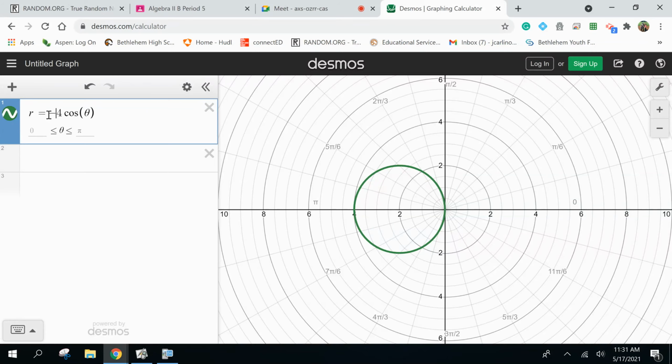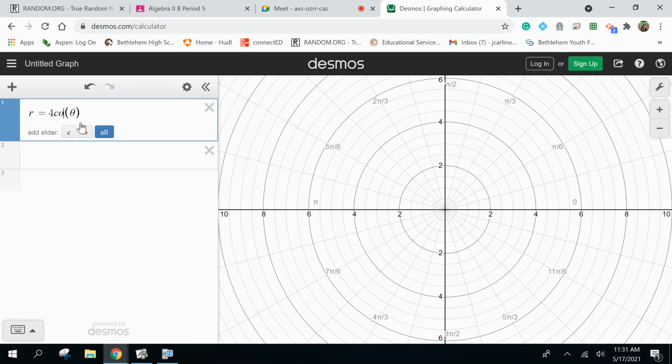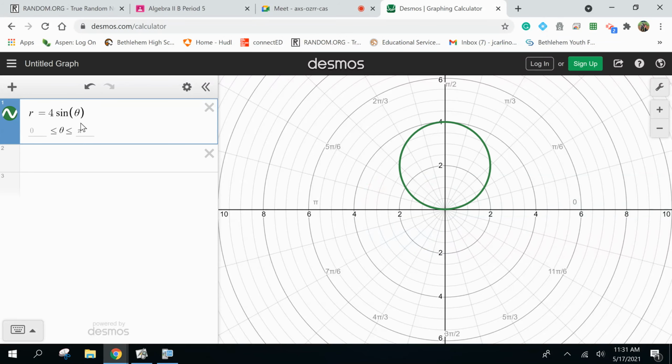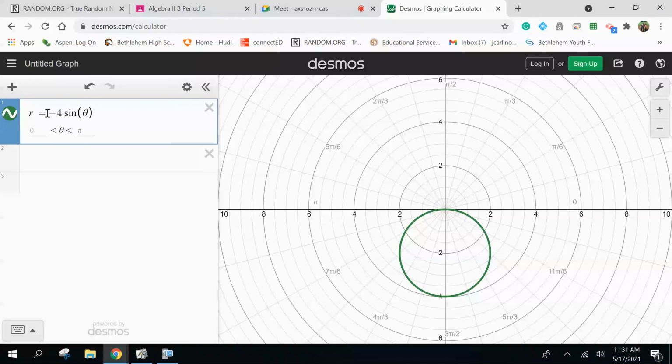Well, how do I get it on the y-axis then? Any thoughts, ideas at home in class? What could I change in the equation, do you think? Because changing the number is just going to make it bigger or smaller. Cosine into sine. Isaiah says, let's try sine. Oh, look at that, huh? Yeah. So anything with sine will be on the y-axis. Positive will be on top. Negative on the bottom.